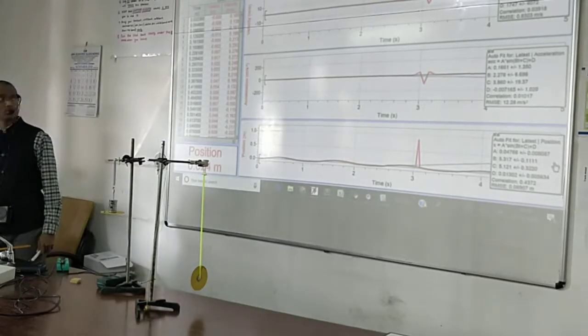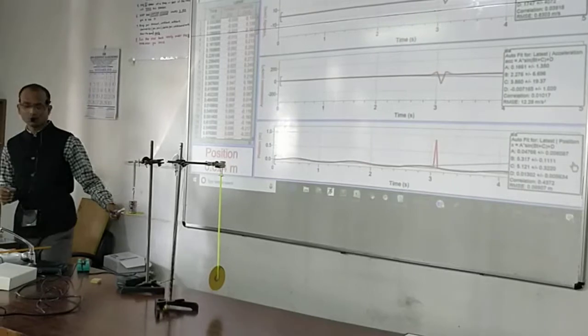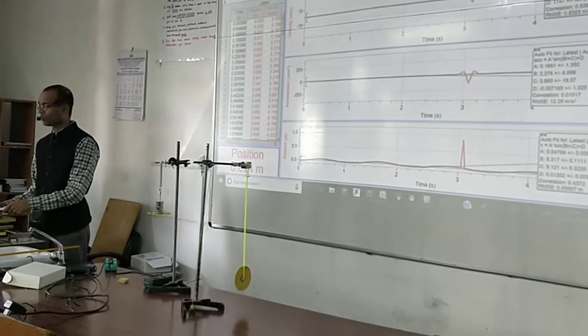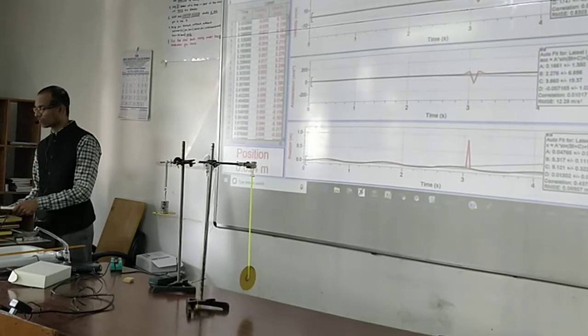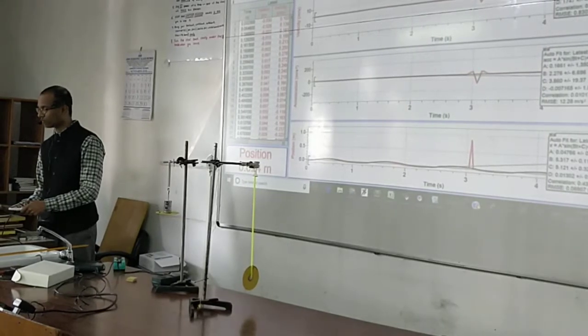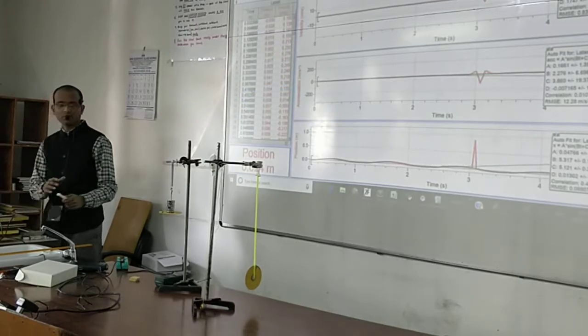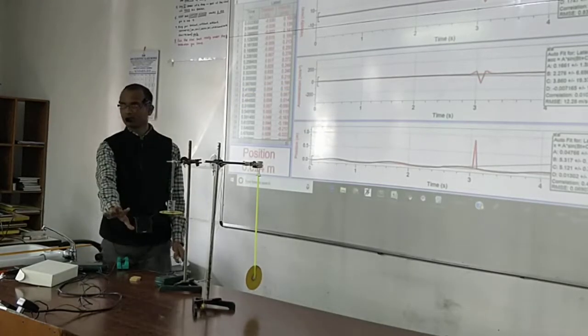So this software which you see on the screen is called Logger Pro. So this sensor is detected by this software, so that it will read the data. So go to this experiment and click on the 0. So it's just calibrating it to 0 now.